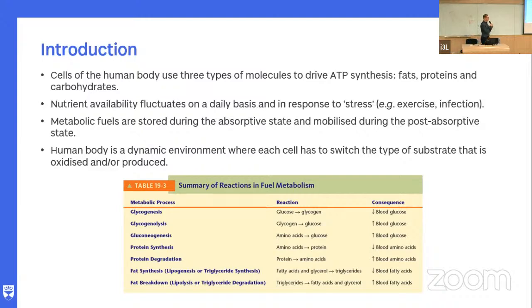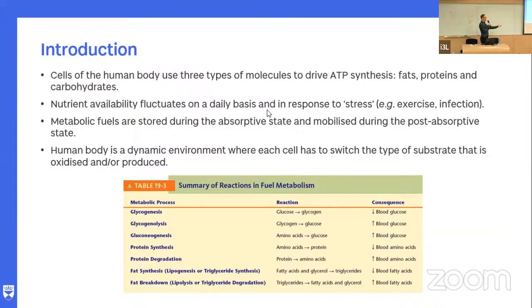So the human body is very much a dynamic environment. That really is the underlying principle of physiology. Each cell has the ability to switch the substrate used for energy production depending upon availability. I'm sure we've learned already about some of these metabolic reactions that are listed in the table at the foot of this slide. We have things such as glycogenesis, that's the synthesis of glycogen, that will occur during that absorptive period when glucose is taken into muscle cells and then converted into glycogen.